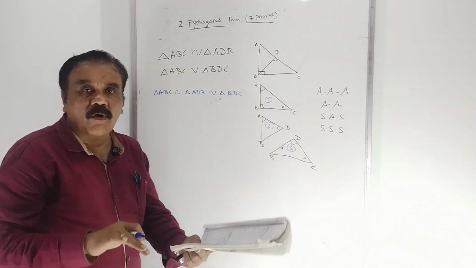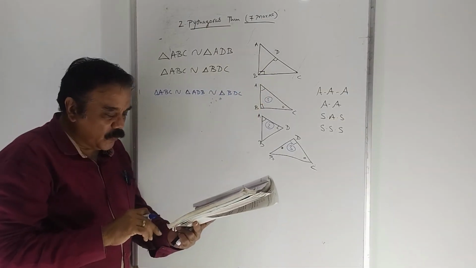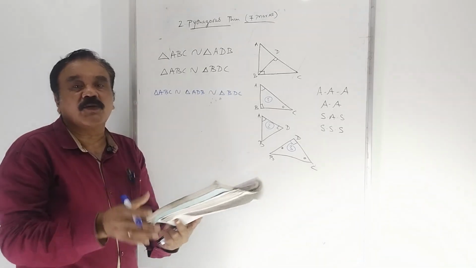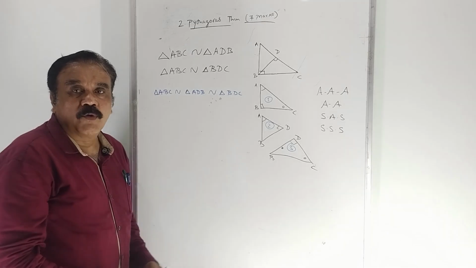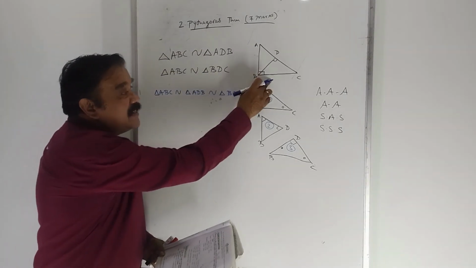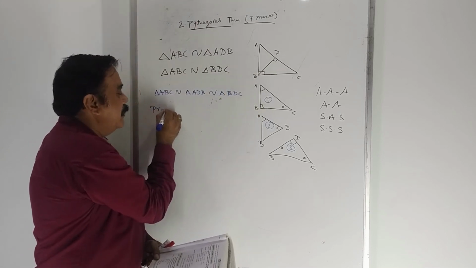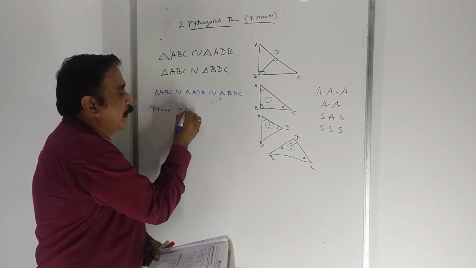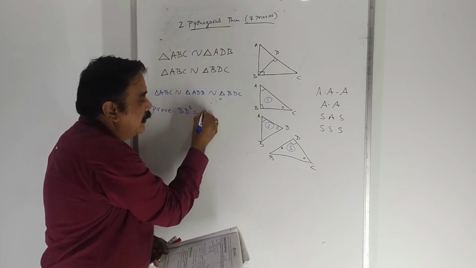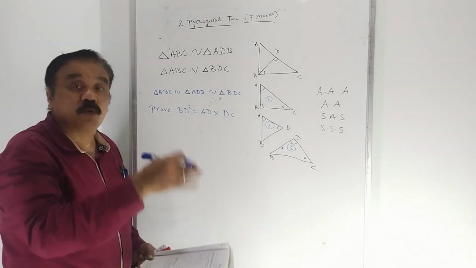Is that clear? Now what do you want to prove? In the textbook they have told: prove QS square is equal to PS into SR. In this triangle, what should I get? I will get: prove BD square is equal to AD into DC. Understood? This is what I want to prove.